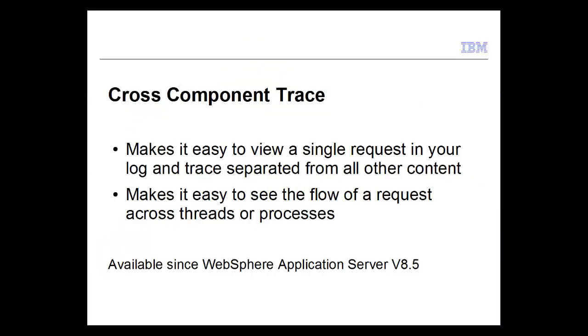Now let's talk about cross-component trace, which has been available since WAS version 8.5. Cross-component trace is a log and trace correlation technology. It makes it easy to view a single request in your log and trace separated from all the other content. It also makes it easy to see a request that has flown across multiple threads or processes.